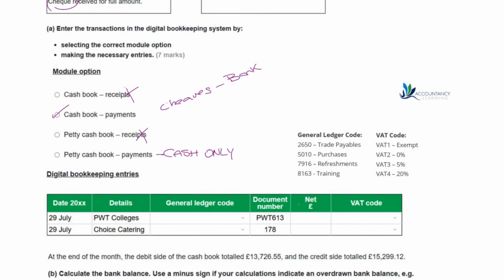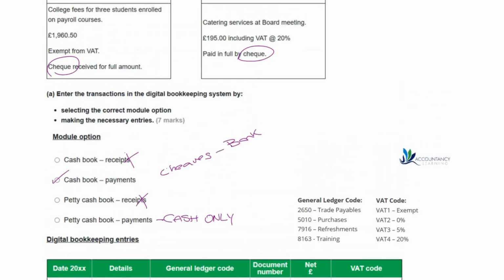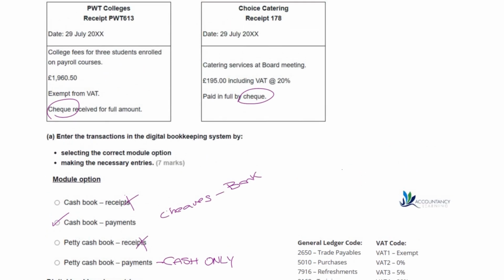Now looking at the bookkeeping entries that we need to do, we need to identify the general ledger codes, the net amount and the VAT code. So PWT Colleges, we can see here that it's students enrolled onto payroll courses, it's exempt from VAT and it's £1,960.50.